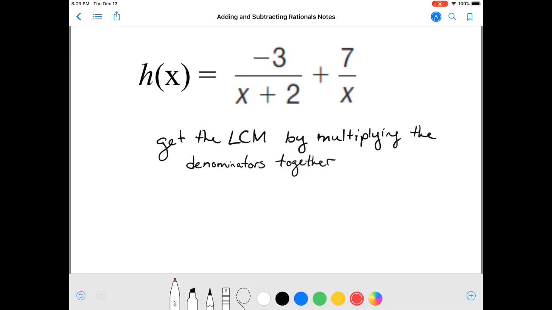So we'll multiply the denominator and the numerator of our first rational function by x, the denominator of the second rational function, and the denominator and the numerator of the second rational function by x plus 2, the denominator of the first rational function.